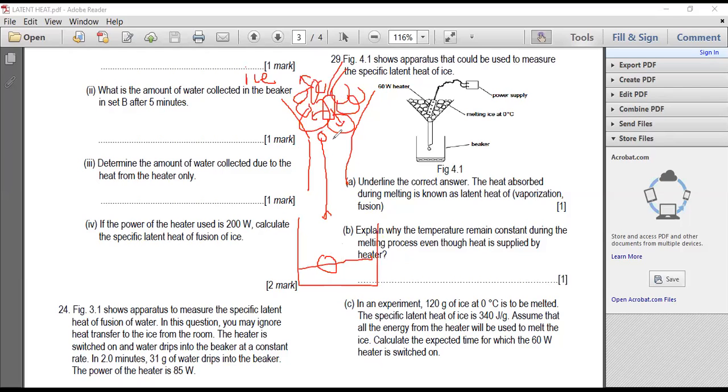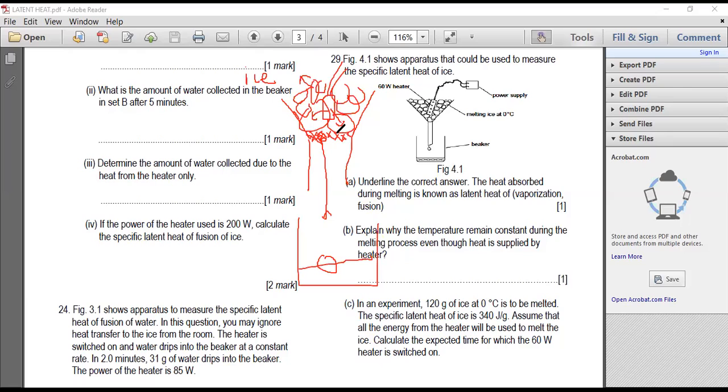Okay, so what we can do to reduce this effect is at the bottom here you can put a wire gauze. So you put a wire gauze at the bottom here, so that if the ice is small, it doesn't drop.